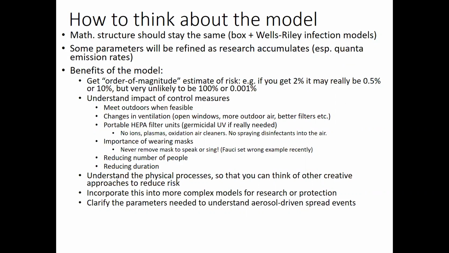Okay? But the most important use of the model is to understand the mitigation measures. So the model makes it clear that we should meet outdoors when it's feasible. It makes clear that we should increase ventilation by opening the windows, by having more outdoor air in mechanical ventilation, by adding better filters. It also makes clear that you can use things like portable HEPA filter units and maybe germicidal UV, and those techniques also reduce the infective virus in the air and reduce the chance of transmission.